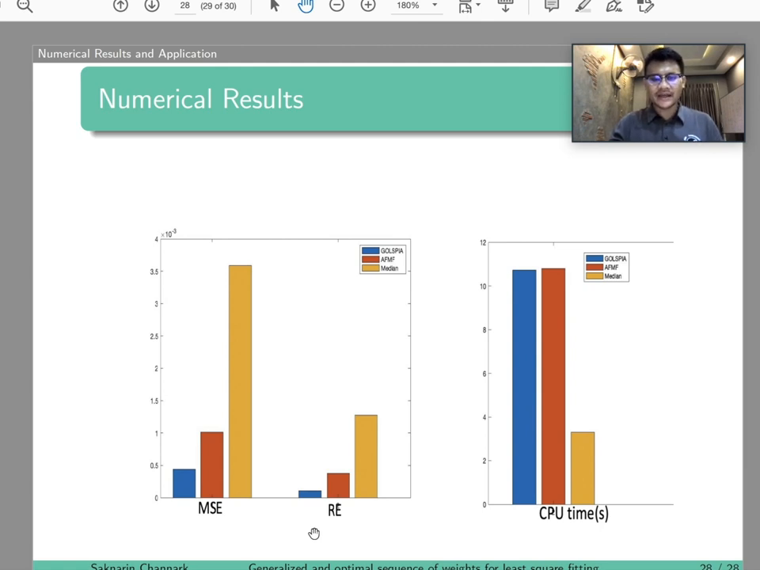And for the CPU time, GOLSPAA uses CPU time similar to AFMF, and the median filter uses less CPU time than GOLSPAA and AFMF. And then we can conclude that our developed GOLSPAA method can be effectively applied in this work.